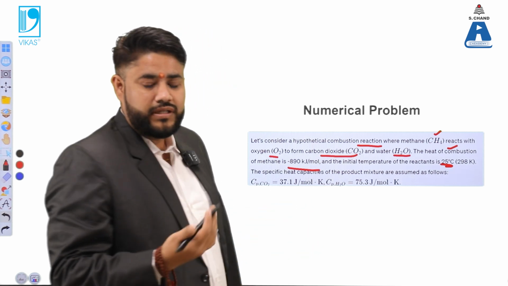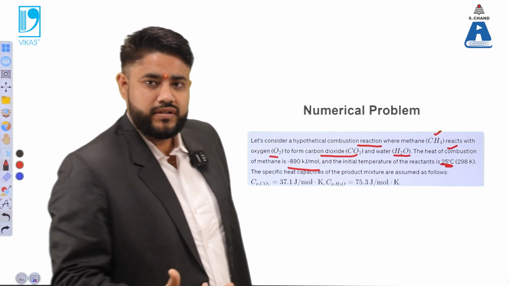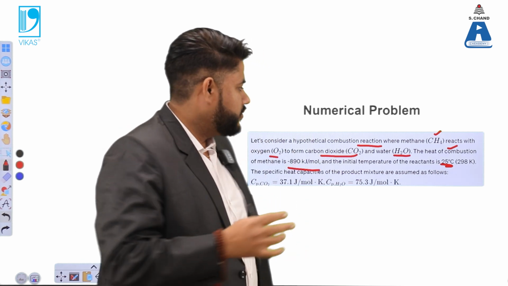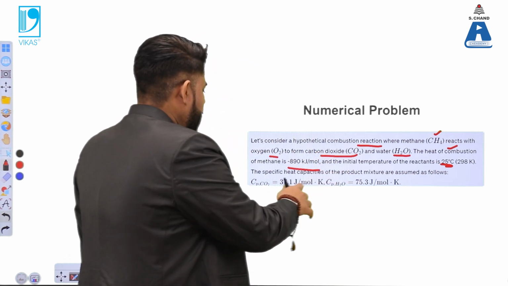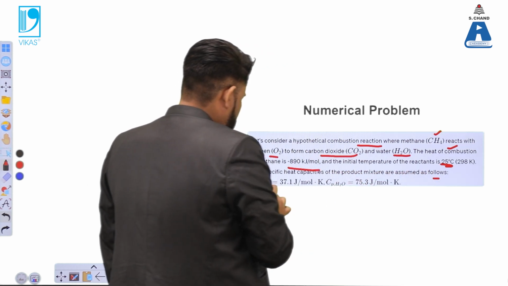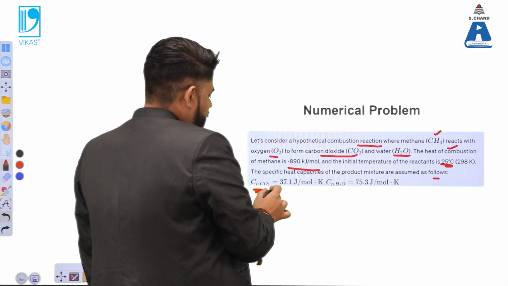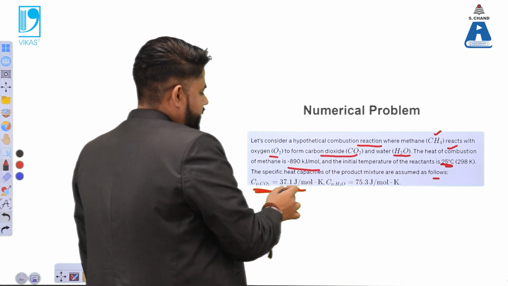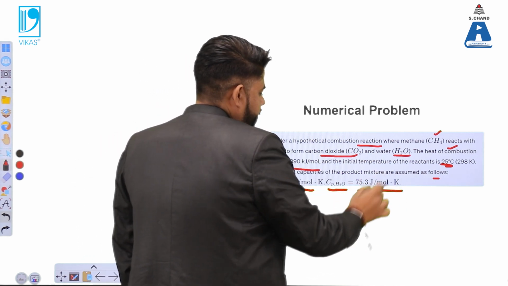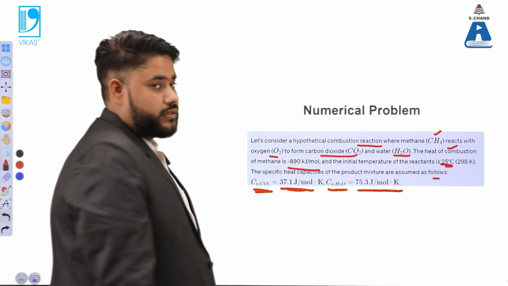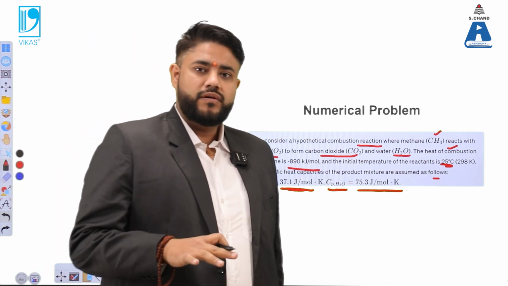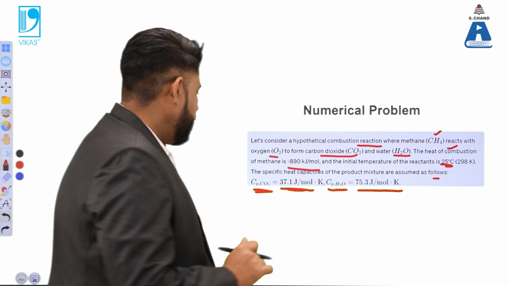In general practice, we convert this Celsius temperature value into Kelvin, so I have converted it. The specific heat capacity of the product mixture is assumed as follows: Cp for carbon dioxide is 37.1, and Cp for water is also given to us. So you know the formula, and we discussed it before going to the break.